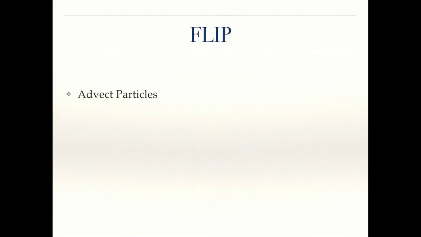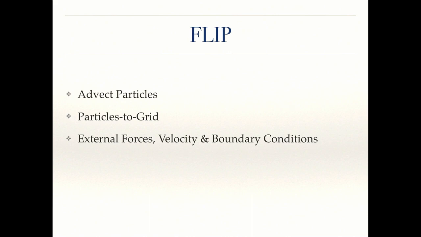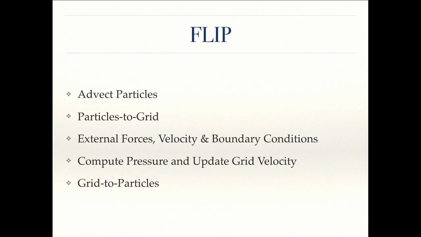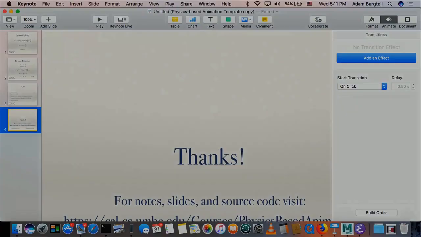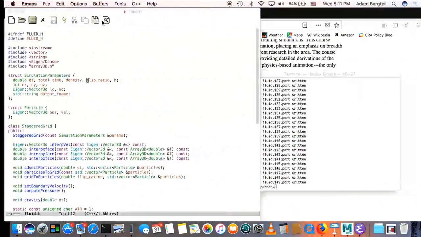And so when we do FLIP, we advect using particles, then we do a particle to grid transfer, so we have velocities on the grid. We then compute external forces, velocity, and boundary conditions. We compute the pressure and update the grid velocities, and then we do a grid to particle step to update the particle velocities. So this is one of those methods that I talked about that is sort of a hybrid.